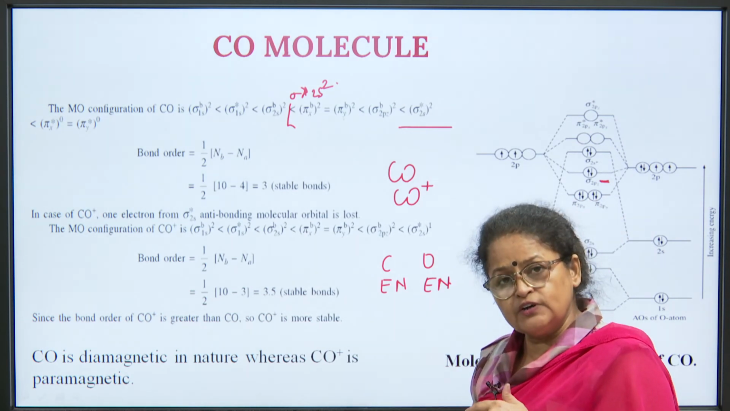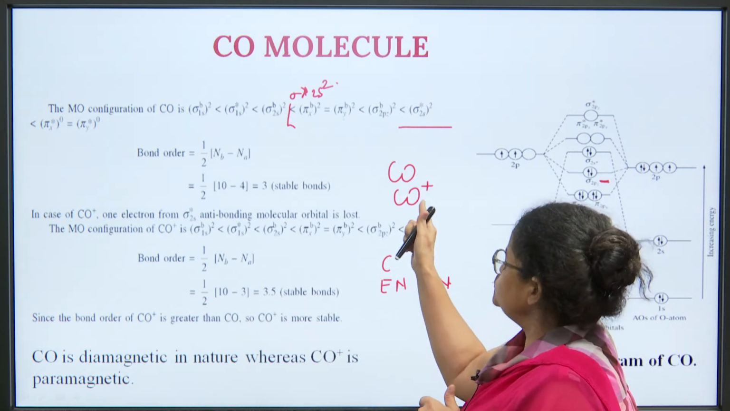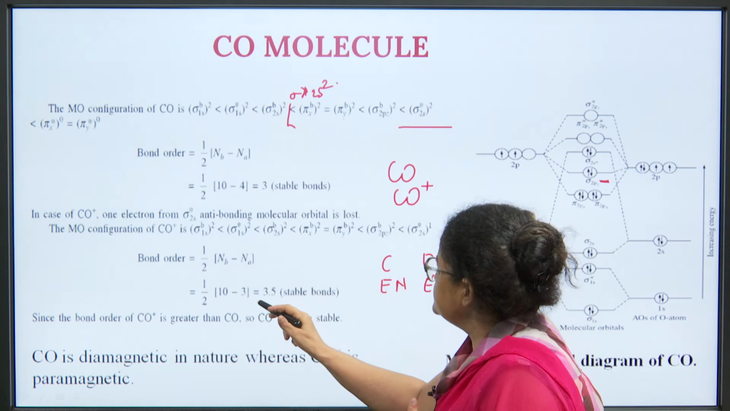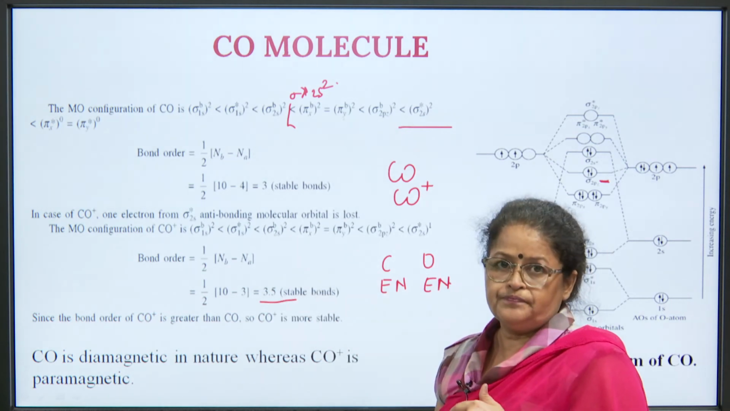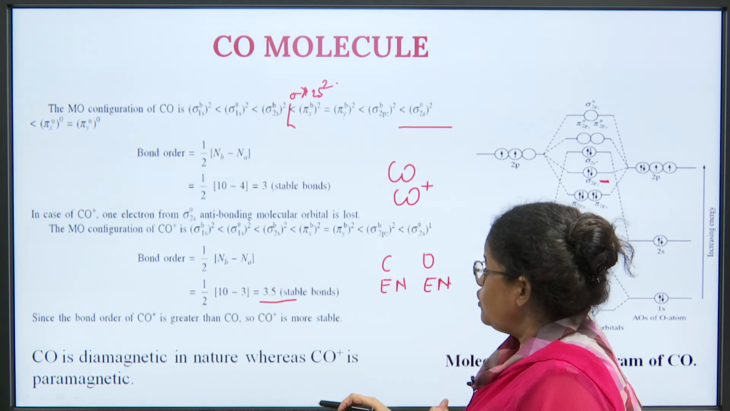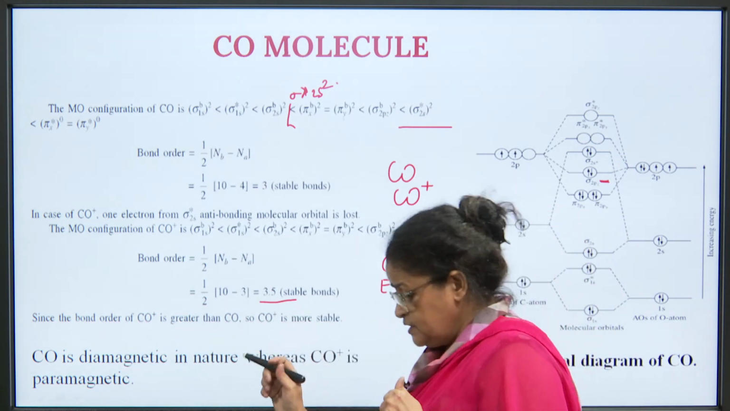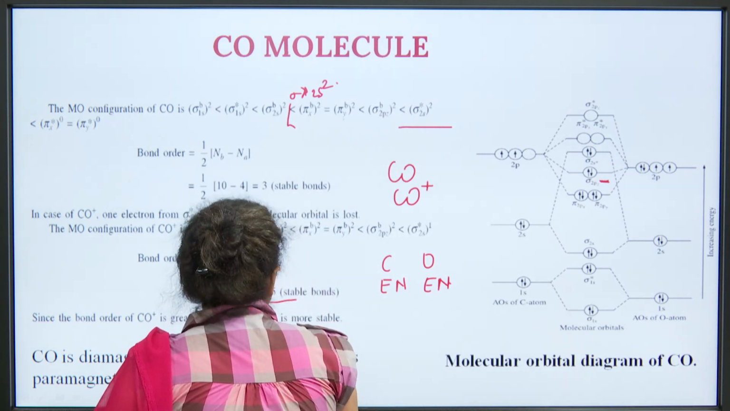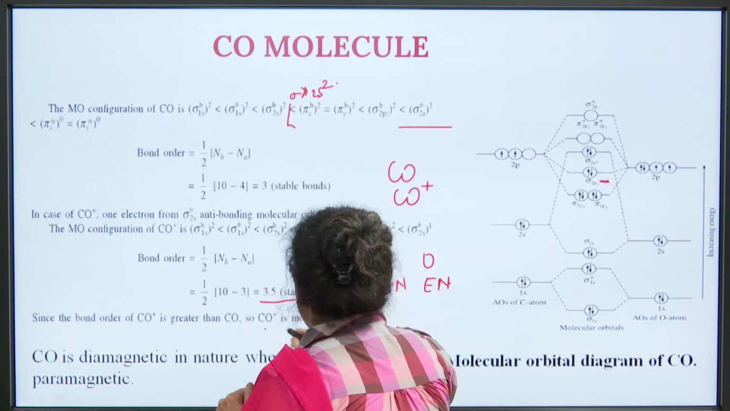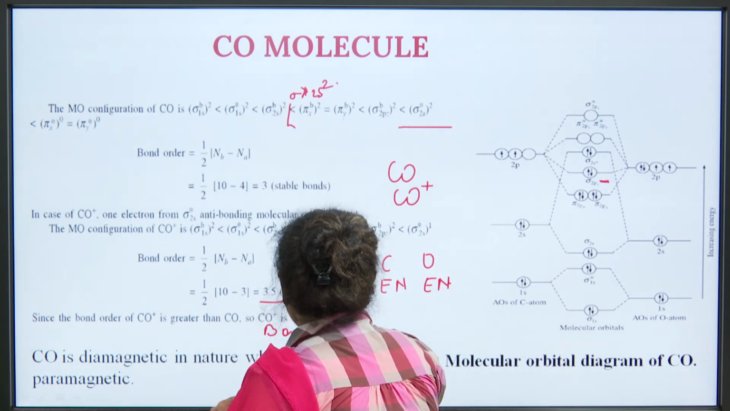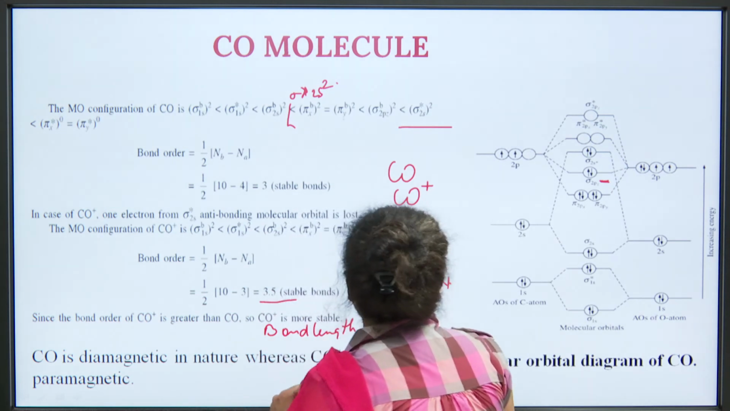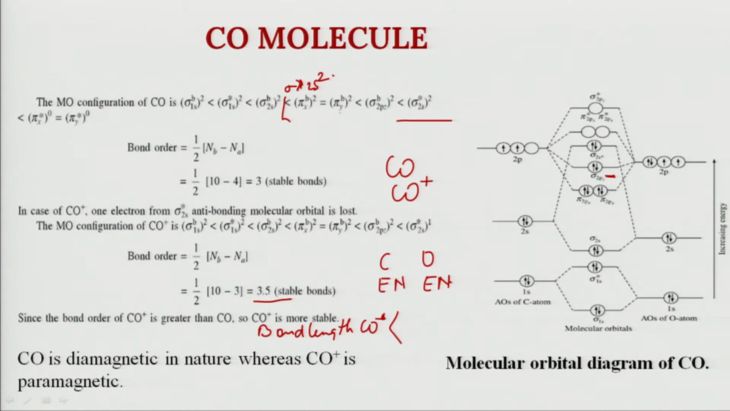And now when the electron is expelled for the formation of CO plus, it is expelled from the anti-bonding MO, and hence there is an increase in its bond order. Therefore, what is observed is that the bond length of CO plus is found to be lesser than that of CO.